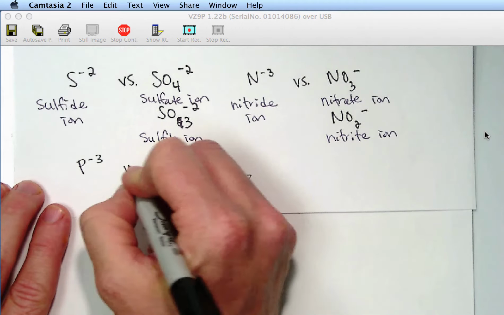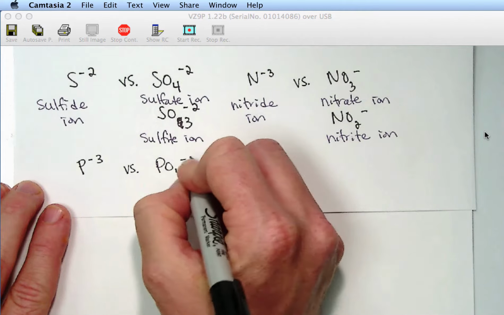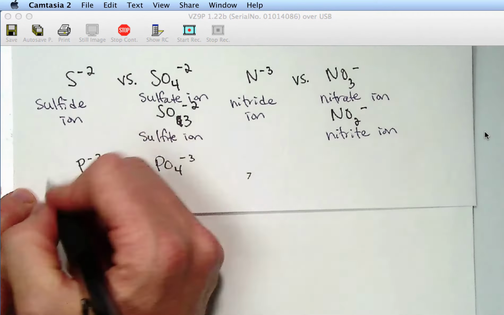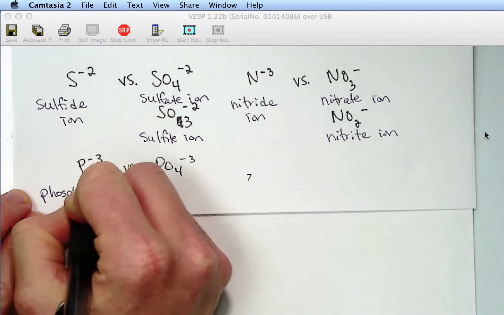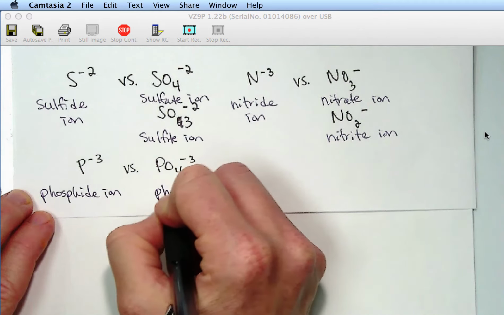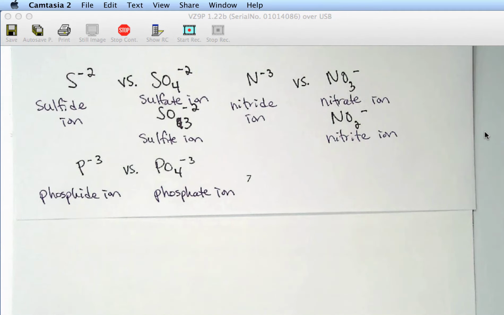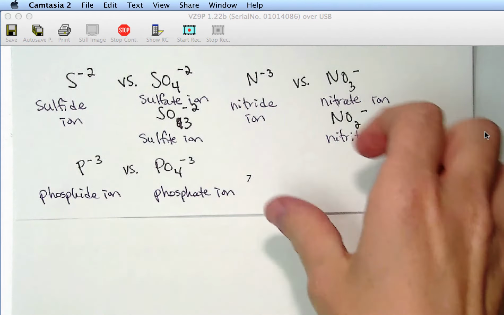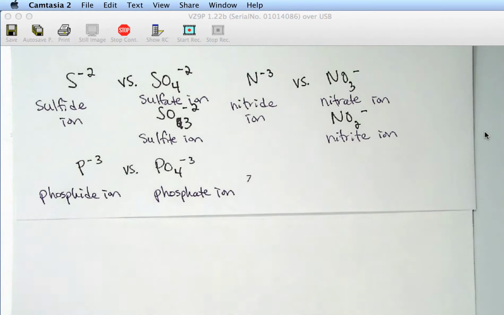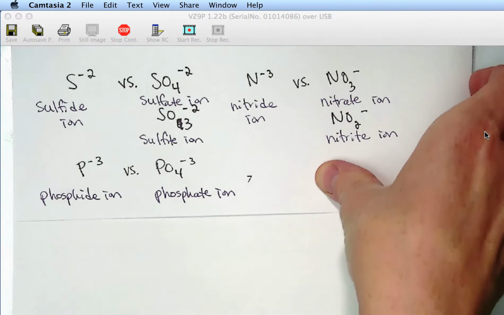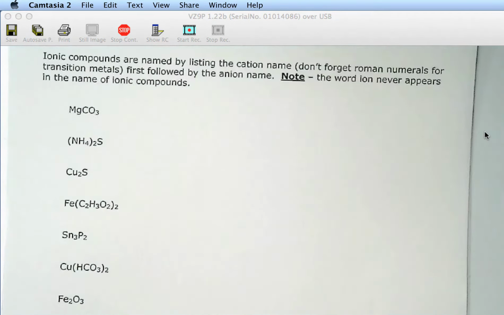Other commonly confused ones: P minus 3 versus PO4 minus 3. So phosphide ion versus phosphate ion. I think I covered all the big ones that get confused. Okay, so we've learned how to name cations and anions.